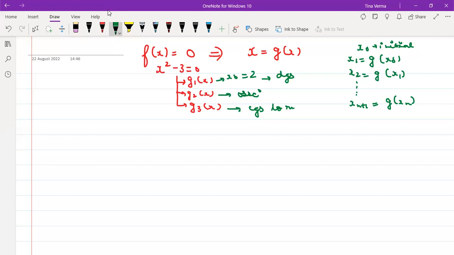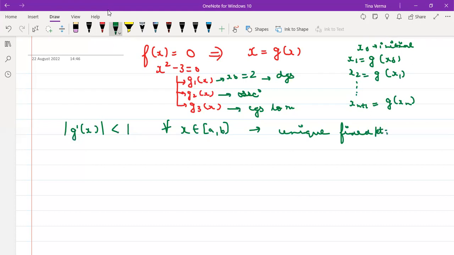सो हमने क्या किया था? We did a theorem that कि जो अगर g(x) मैं बना रही हूँ उसके लिए अगर मेरा g'(x) less than equal to 1 आ जाए for all x belonging to your [a,b], then you have a unique fixed point. This we have discussed in the last lecture. Any doubt till here?